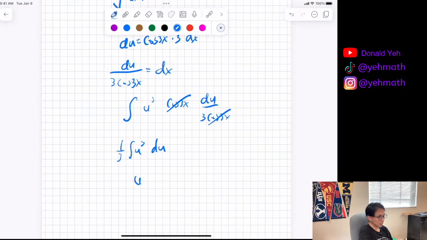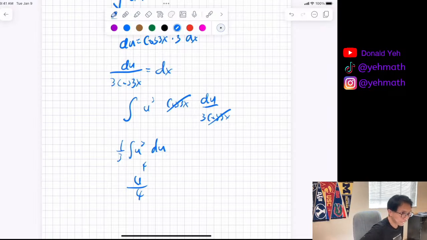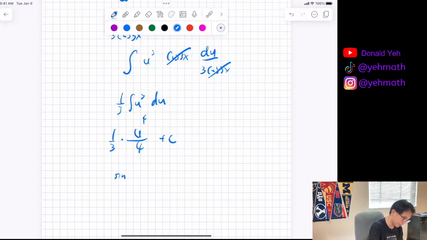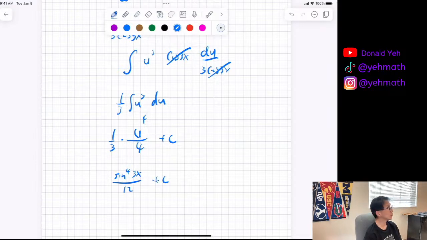And that's u to the 4 over 4, times 1/3, right? Oh, I'm so dumb. So it'll be sine to the 4 of 3x over 12 plus c. So like these all work out nicely always.